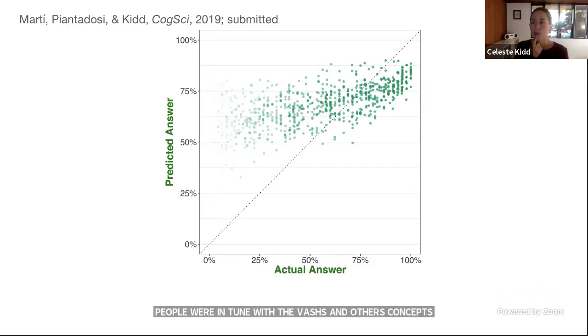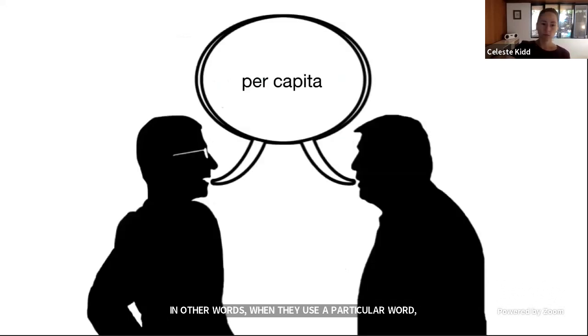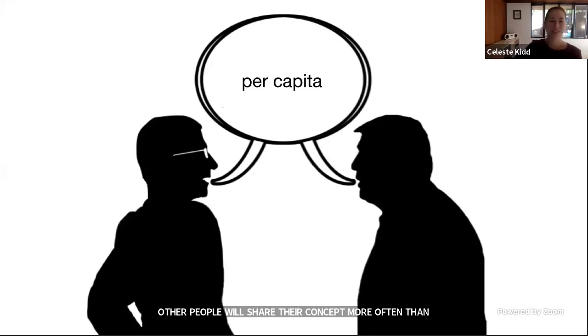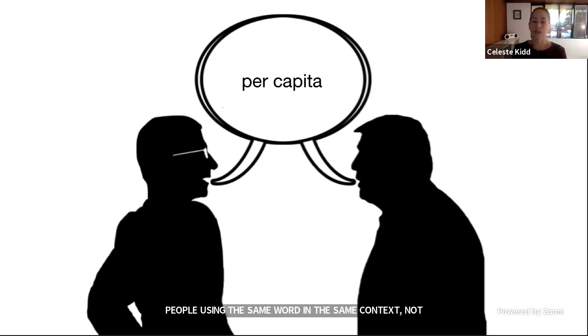But instead, what you see is that people tend to overestimate how much other people will agree with their particular version of a concept. In other words, they expect that when they use a particular word, other people will share their concept more often than is actually true. So two people using the same word in the same context do not necessarily mean the same thing. What's worse, they generally are not aware of this fact. It's easy to see how this could be a potential hindrance to effective communication.